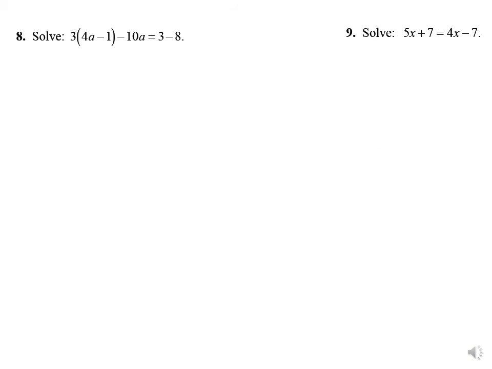All right, I got some more for you guys to simplify before we start moving things across. So for number 8, we've got to simplify this whole entire side over here. So I'm looking at this here, forgetting the equal sign for now. I'm thinking to myself, okay, I got to multiply the 3 over here first. So 12a minus 3 minus 10a over here. All that is good. On the other side, 3 minus 8. We'll get to that shortly.